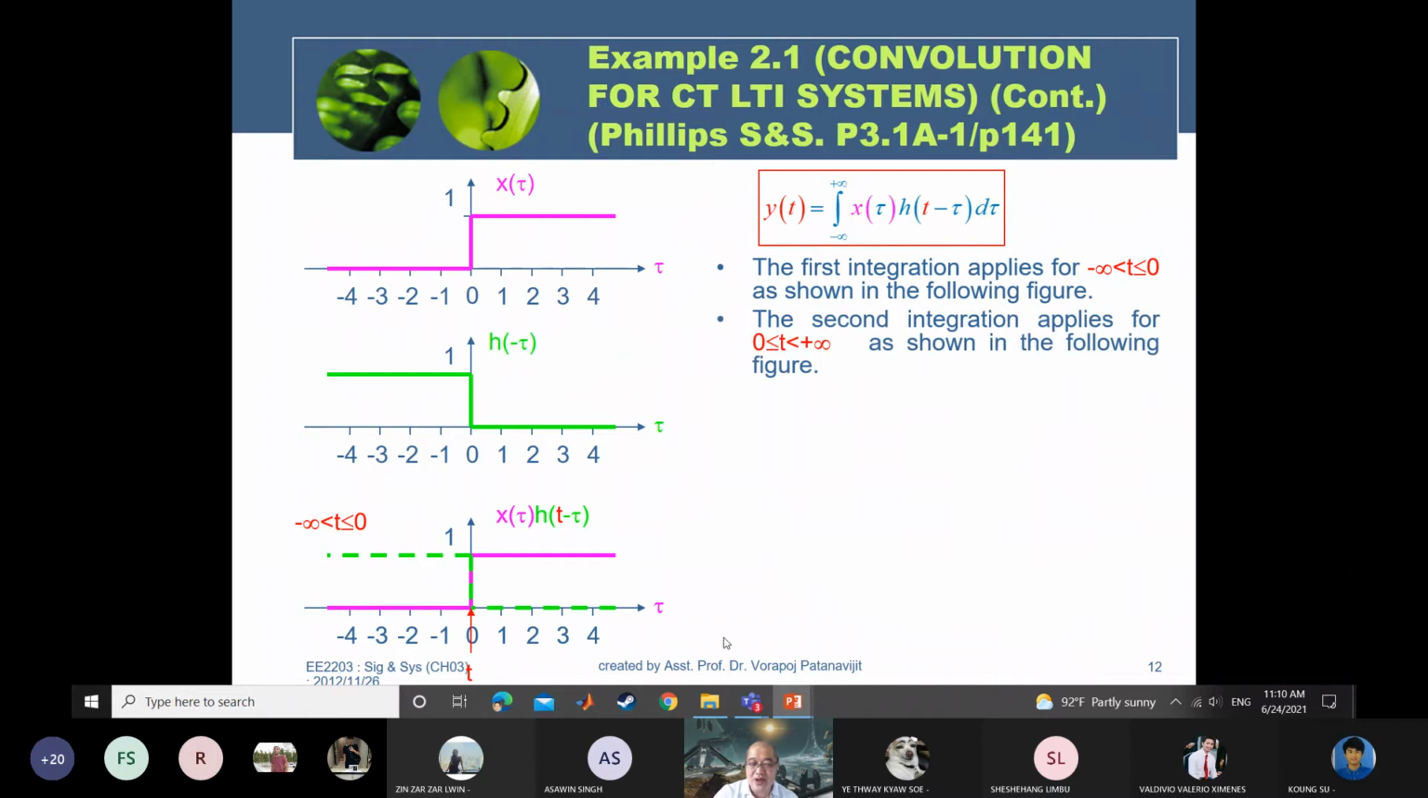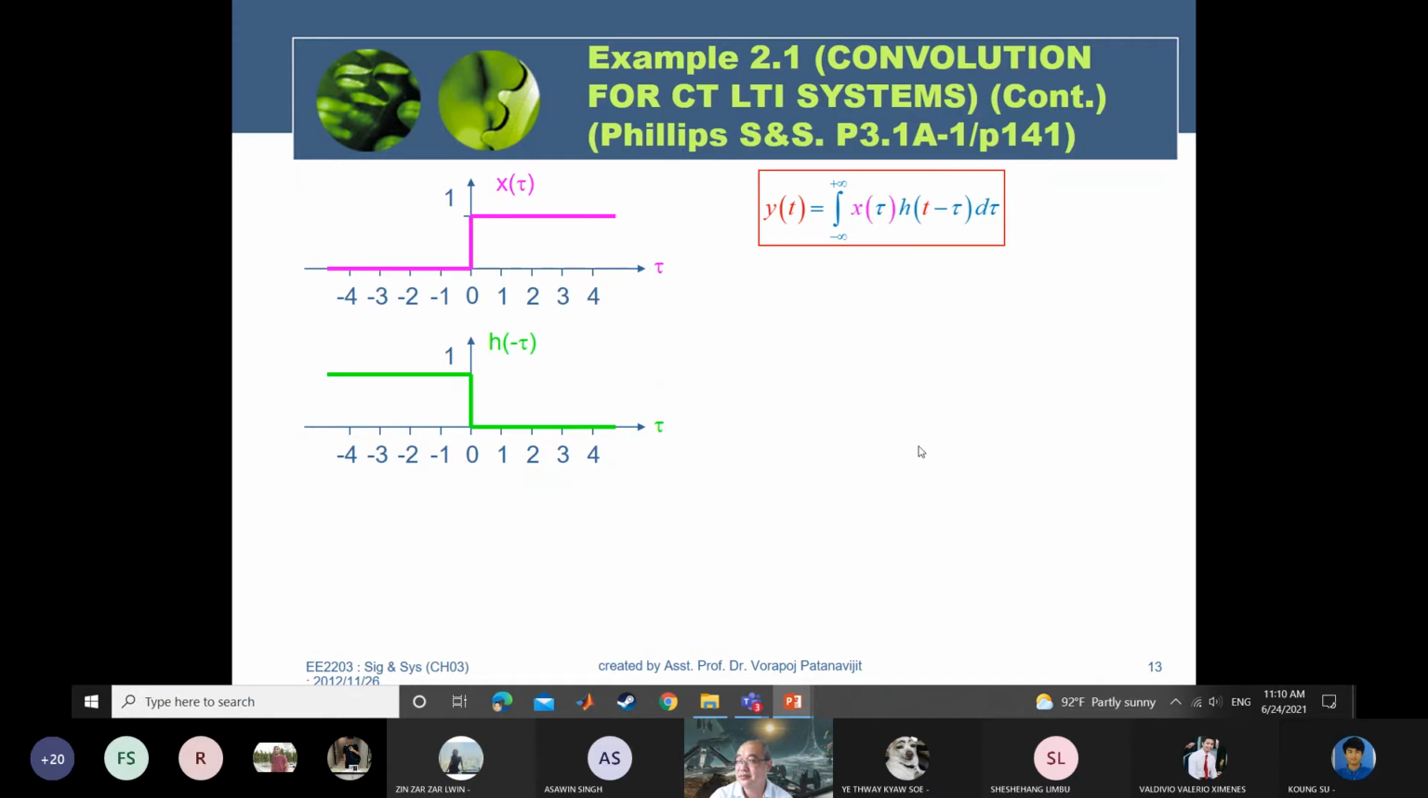Now, when it starts to intersect and moves on, the integration can be separated into two ranges. The first integration is applied from minus infinity to 0, as shown in the first step, and the second integration is applied from 0 to infinity. After that, we concentrate on each integration pattern.